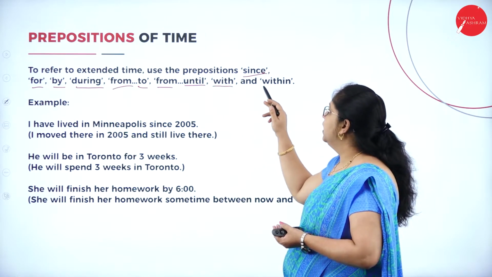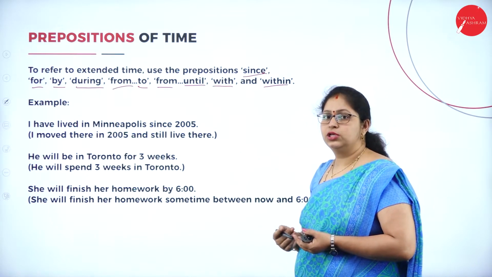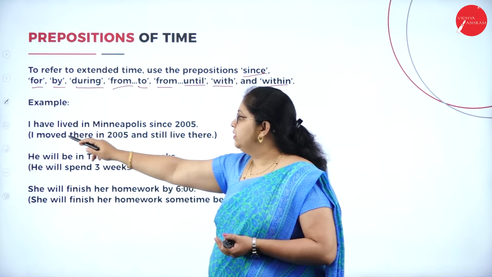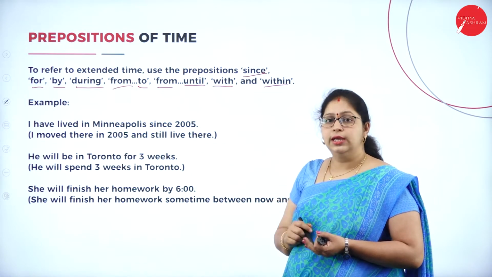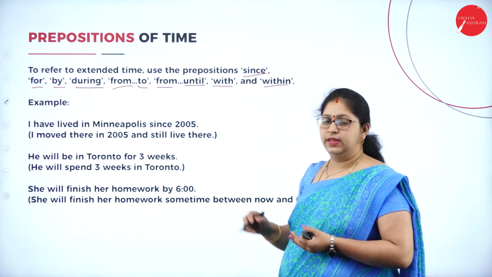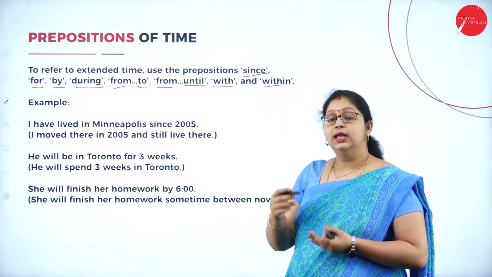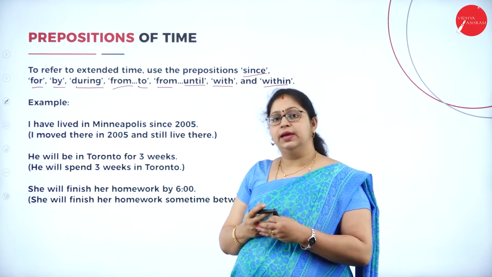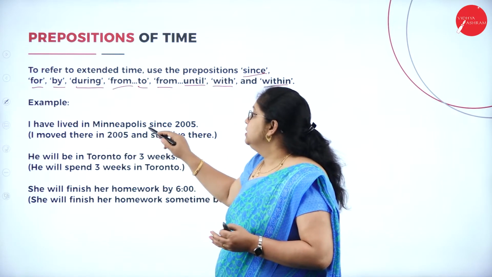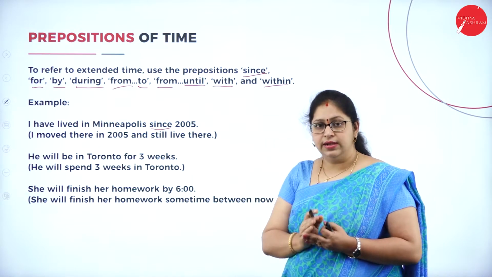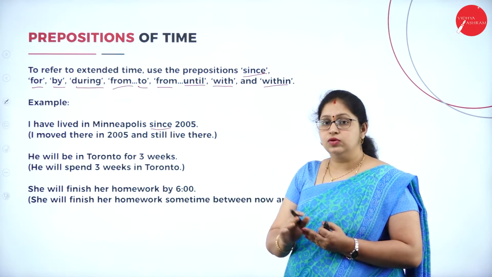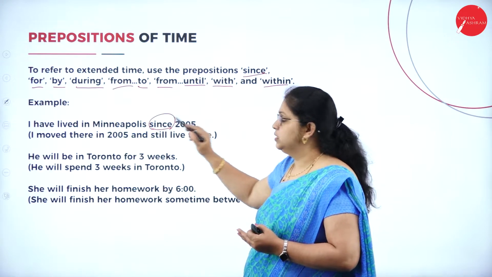Then with and within. These are the prepositions to tell the extended time. Examples: I have lived in Minneapolis since 2005. Here, I moved there in 2005 and still live there. So, when we are telling that from there till now I am continuing to live, at that time we use the preposition since. He went there in 2005 and till now he is living there. So, we are using the preposition since there.